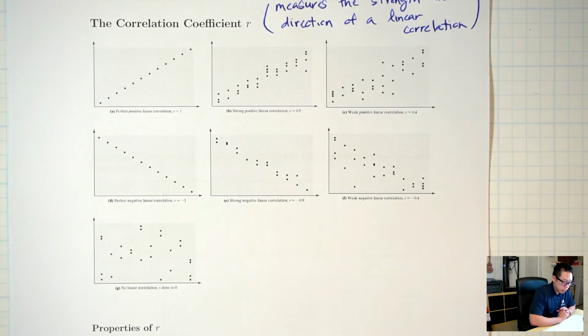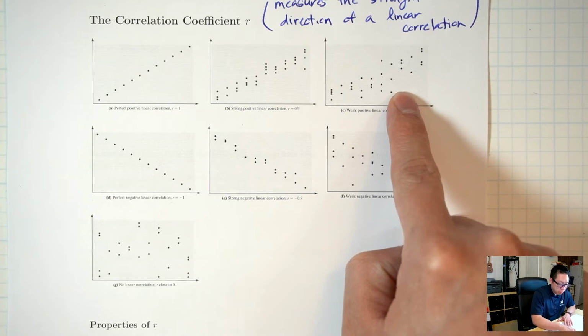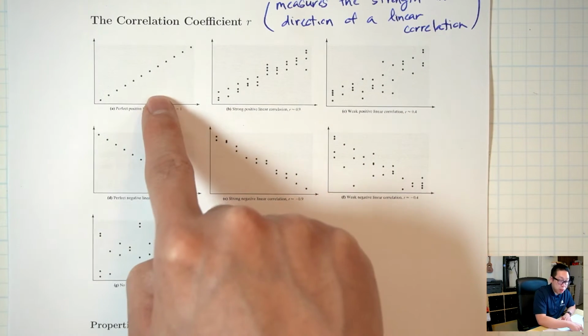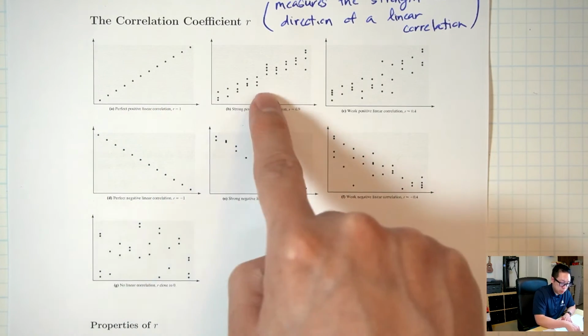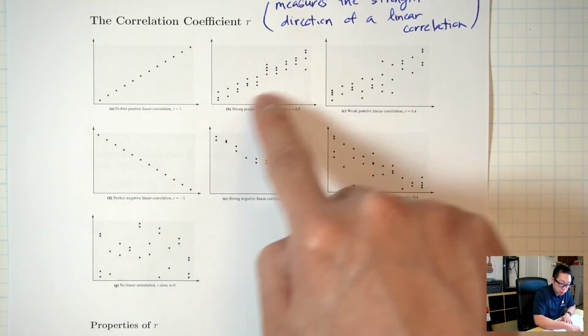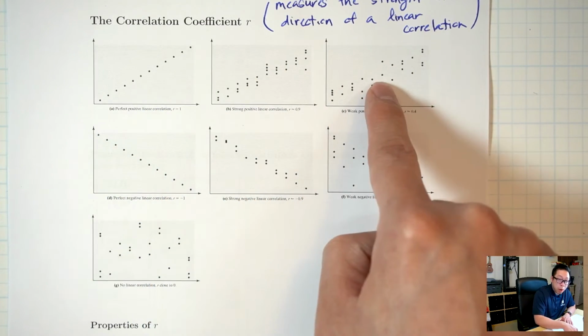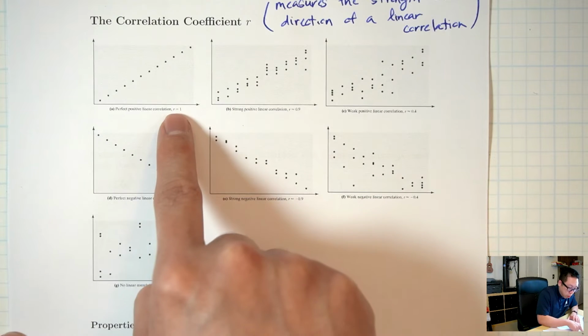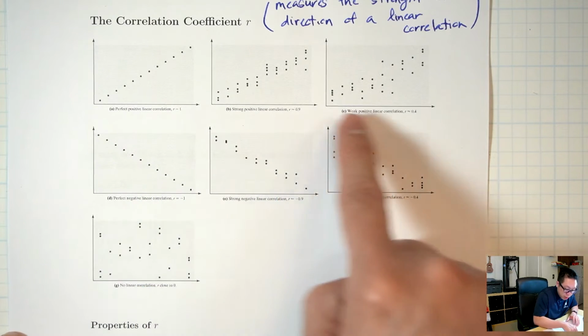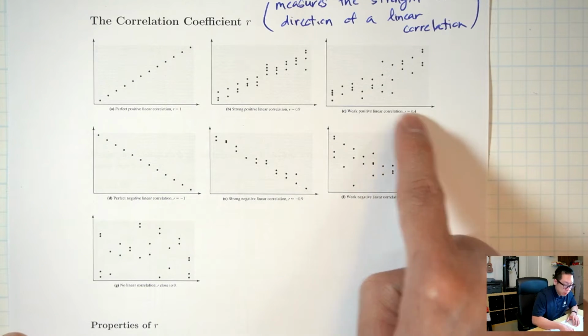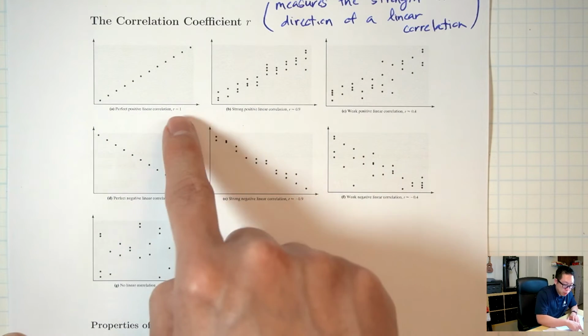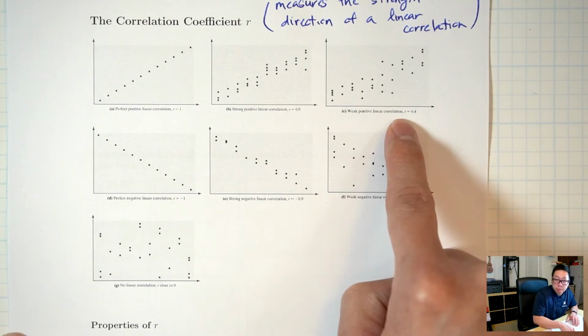Notice that these three pictures up here, right? Are these positive or negative correlations? The picture's going upward, right? These are all positive correlations. Notice that the R, this is R of 1, R of 0.9, R of 0.4. So these are positive correlations. Notice that the R is positive.